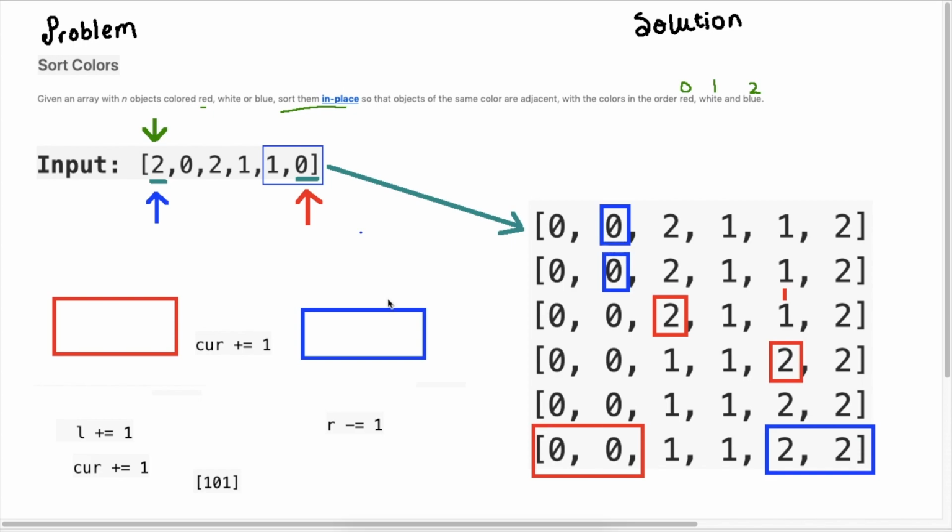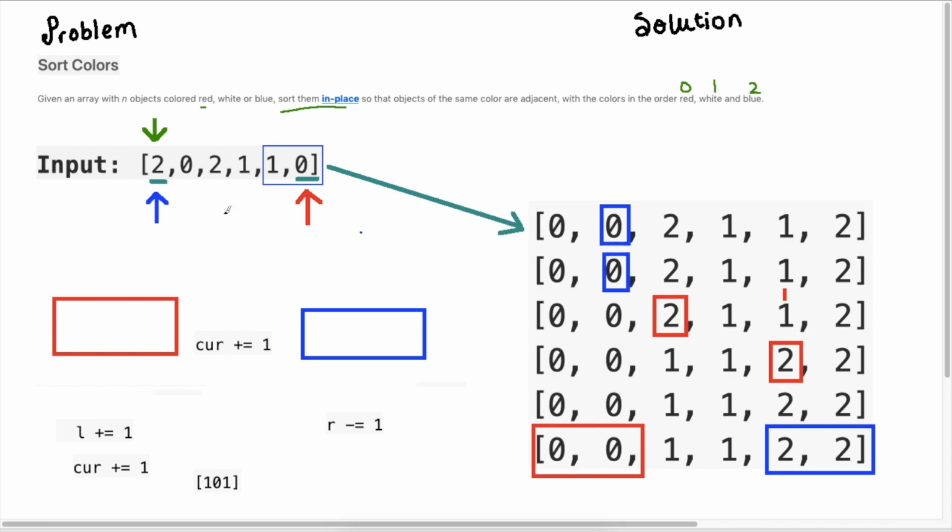Okay, so the intuition behind this problem is to think about how to sort this array in terms of having two categories. We can think of a blue category where we put all our twos, and all the zeros which are going to be in the beginning as a red category. So all the zeros need to end up here, and all the twos need to end up here. If we do this, we're going to end up with just the ones in the middle.